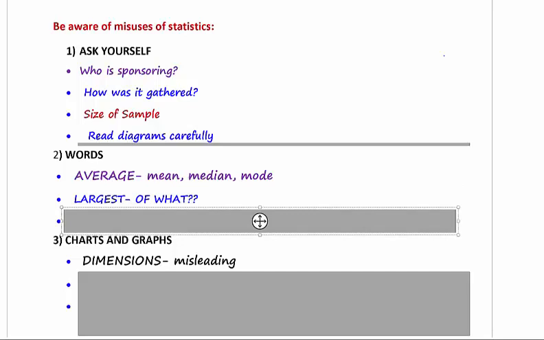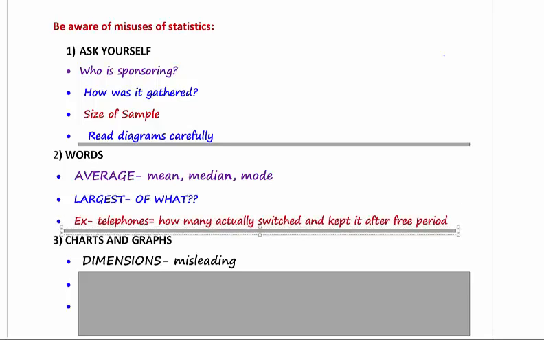Largest of what? So what grouping did they use to give this word? Again, this has changed slightly, but back in the day, they used to call on the telephone and say, trying to get you to switch from AT&T to Sprint or so forth. This is also an idea that they do actually use now with cell phones. And they would say to you, how many people have switched in this last month?